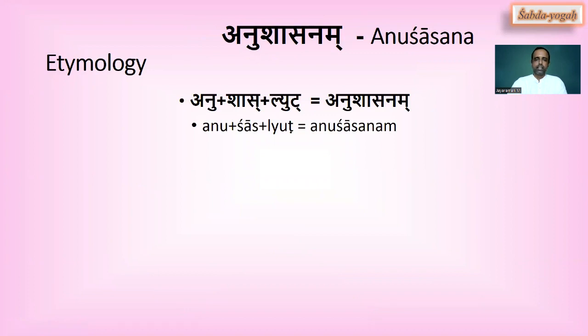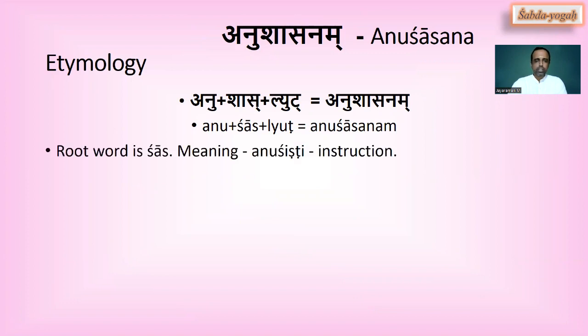We can see that this word is made up of three components: Anu, Shas, and Lut. So Anu is the prefix, Shas is the root word, and Lut is the suffix. When these three are combined, we get the word Anushasana. So the core is the root word, Shas. Shas Anushishtau, that is the meaning of the root.